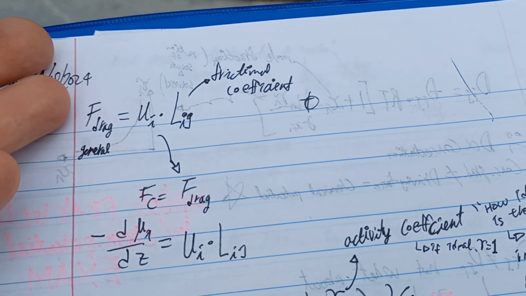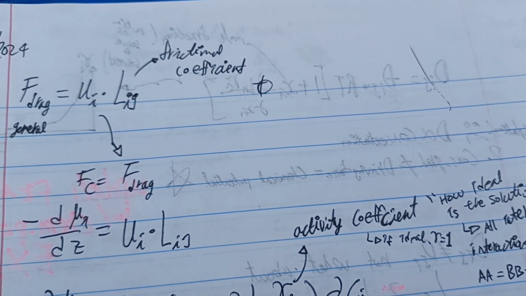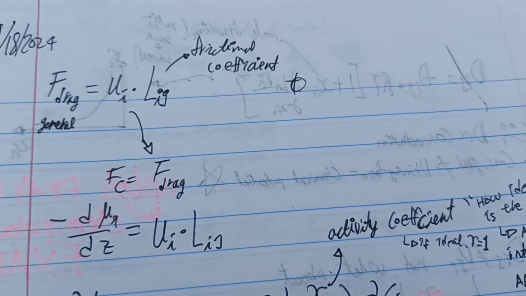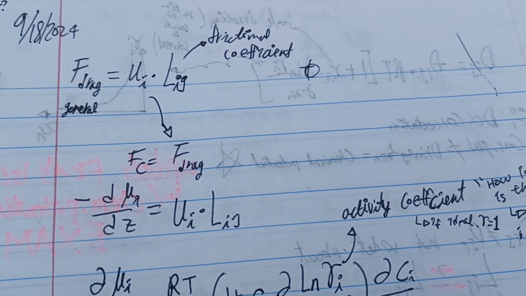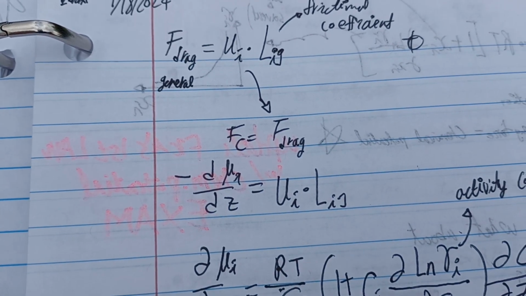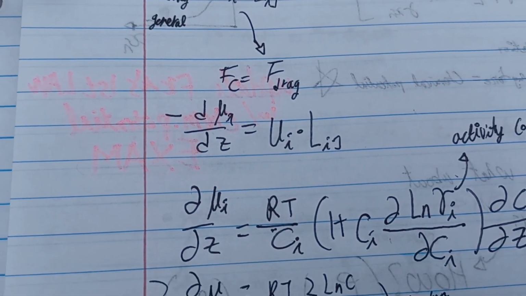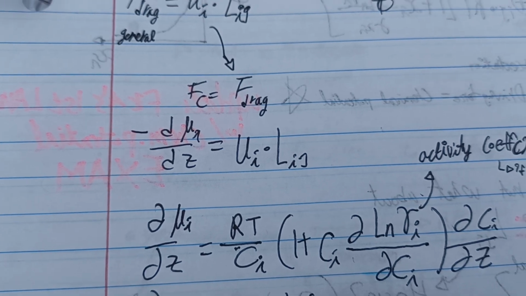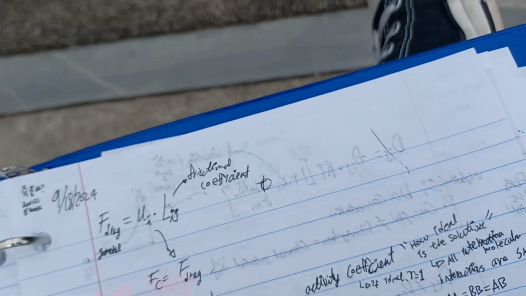Continuing on, we can also represent the drag force with the velocity times the frictional coefficient. If we combine this with the previous equation, we get that the chemical force, which equals the drag force, is equal to negative d mu over dz, equal to the particle velocity times the frictional coefficient, or u_i times l_ij.